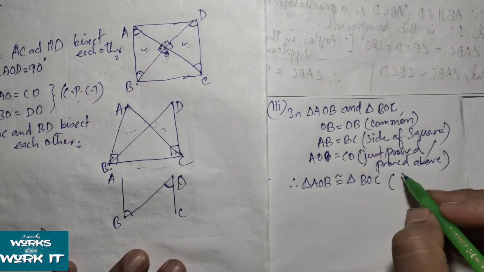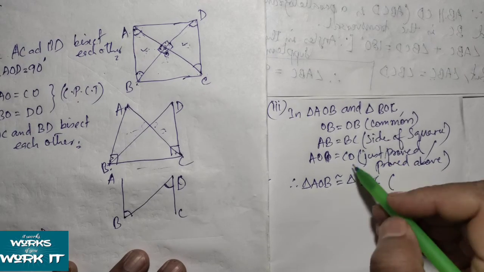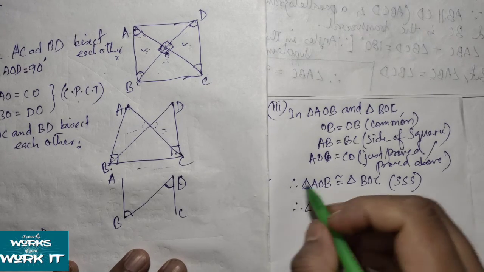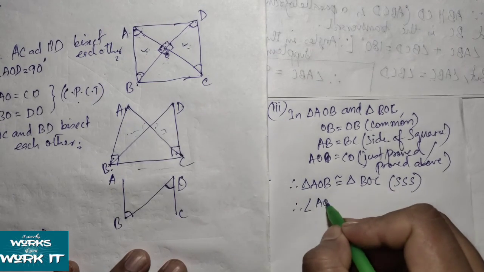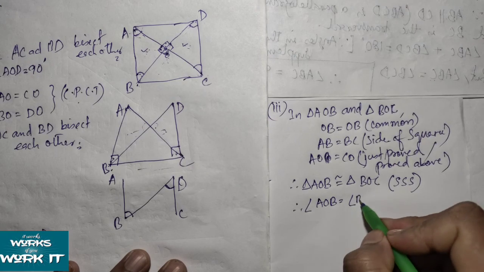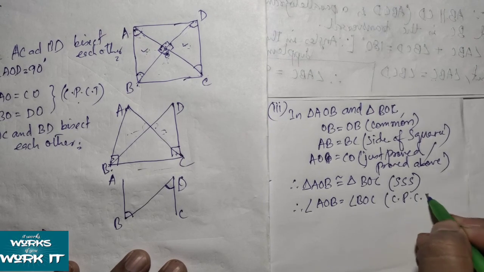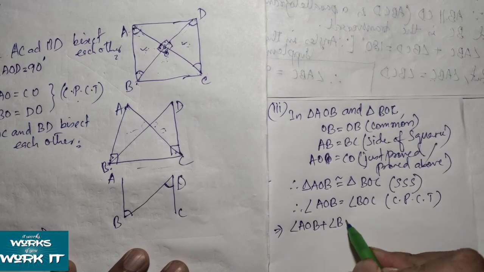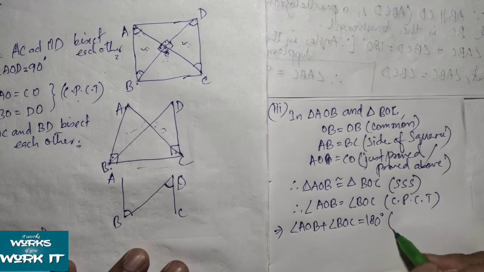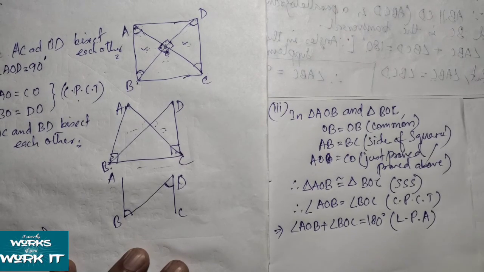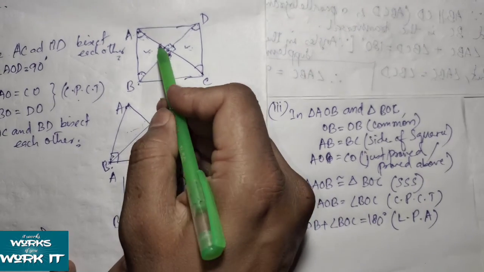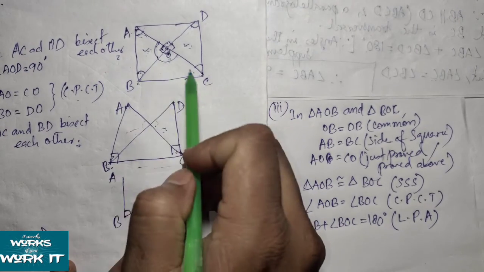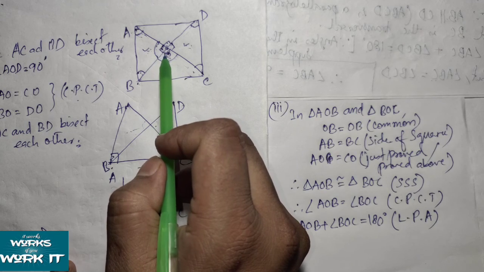By which criteria? I have used three sides here to show equal, so there will be SSS criteria. Using this, we can show angle AOB is equal to angle BOC by CPCT. And if I add angle AOB plus angle BOC, I get 180 degree. Why? Because of the linear pair axiom. This angle plus this angle are adjacent angles on line AC, so they will be supplementary, that is 180 degree.